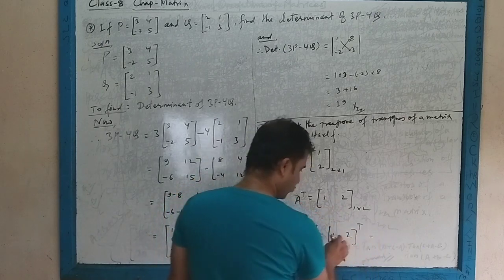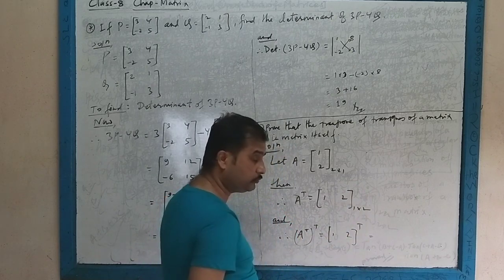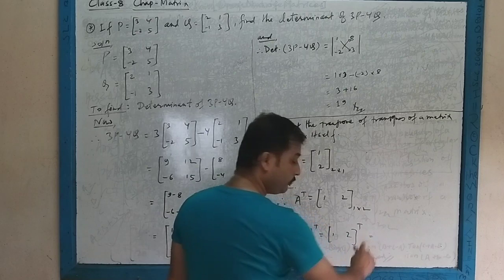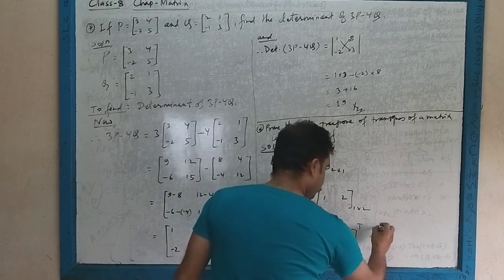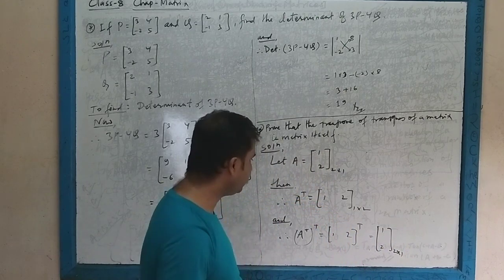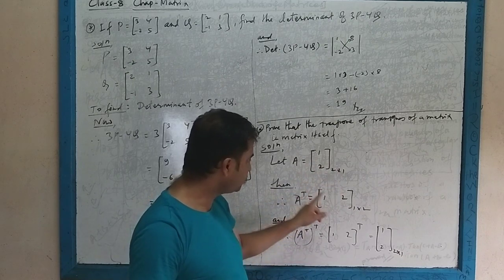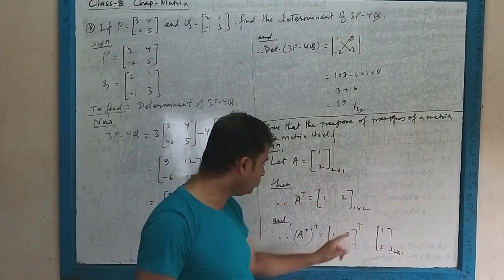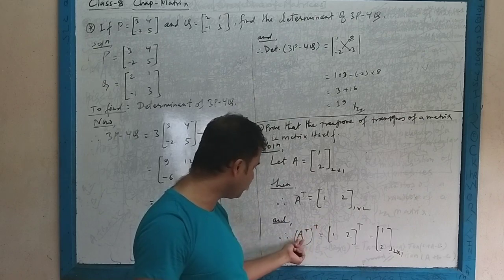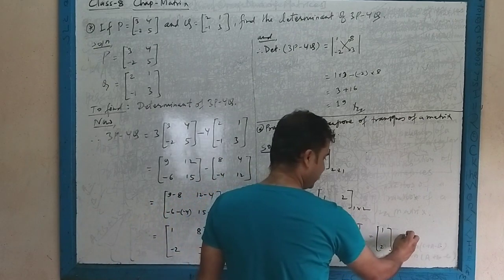So first row will change into column, it has only one row. A row matrix will change into a column matrix. So 1, 2, it has 2 rows, 1 column. Finally, what we have got, our A matrix is 1, 2, 2 rows, 1 column. A transpose is 1 row, 2 column. Transpose of matrix A is matrix itself. So this is matrix A itself.